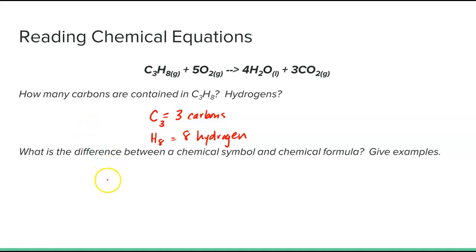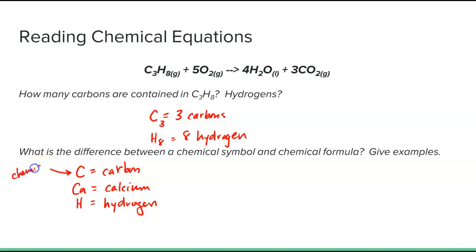Now, the chemical symbol is the letter given in the periodic table. So the chemical symbol for carbon is C. The chemical symbol for calcium is Ca. The chemical symbol for hydrogen is H. So that's a chemical symbol. When these chemicals are bonded together, then you create something that is a chemical formula.